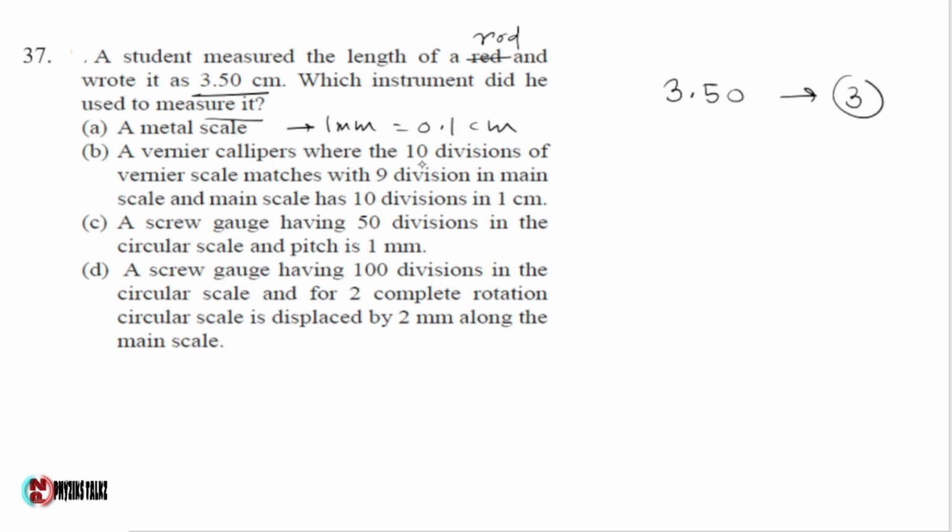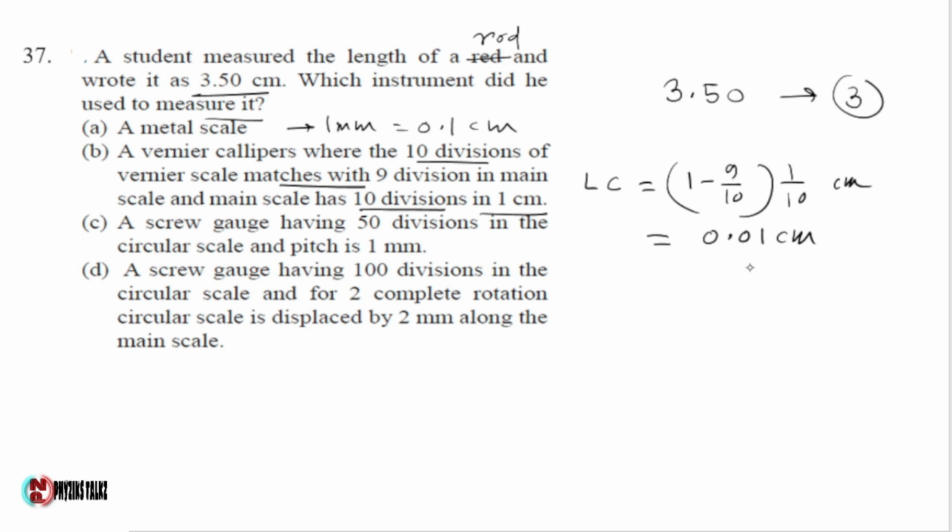Now vernier calipers where 10 divisions of the vernier scale match with 9 divisions of the main scale, which has 10 divisions in 1 centimeter. So here the least count is given as 1 minus 9 by 10 into 1 by 10 centimeter, which gives 0.01 centimeter. So it measures up to 2 decimals after the point, and the value which the student wrote also has 2 digits after the point.